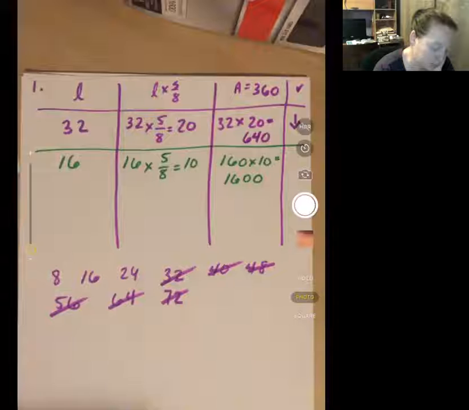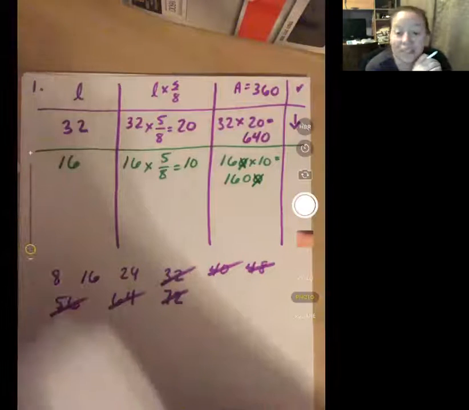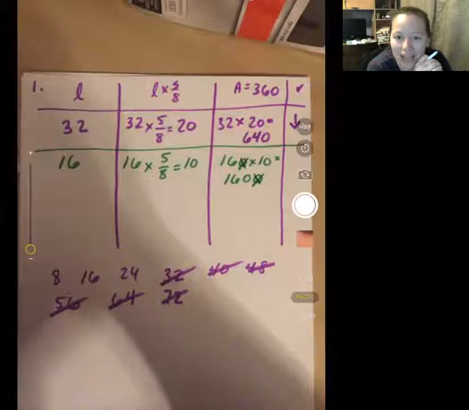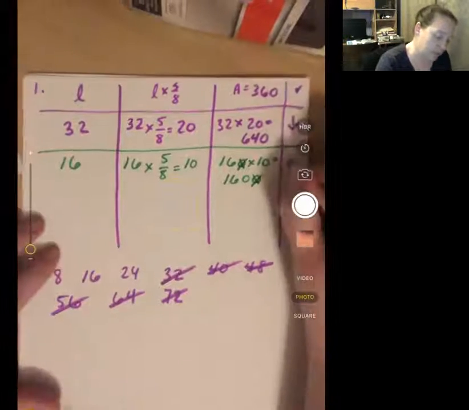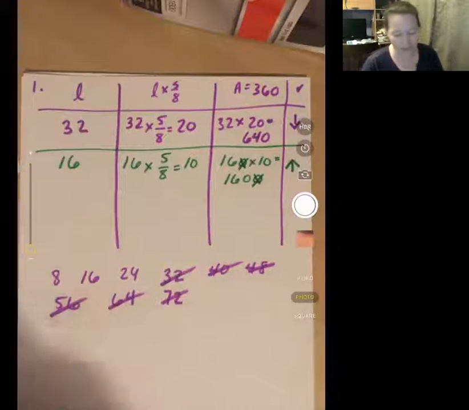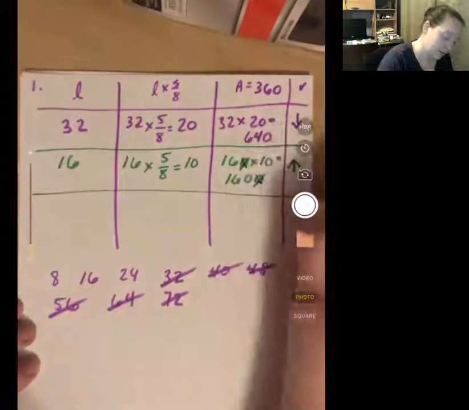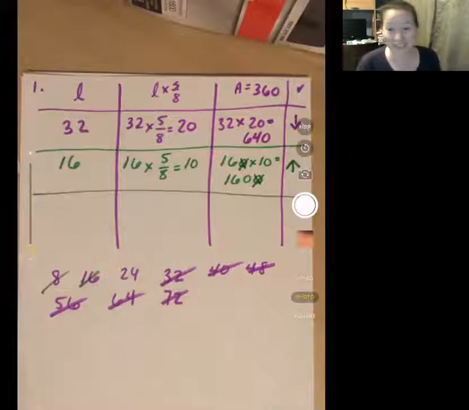How did I end up, oh, because it's not 16 times. It was 16 times 10, not 160 times 10. Okay, so we end up with 160. I need 360, so I need to go higher. I need to pick a larger number. So I'm crossing out the 8 and the 16. All that we are left with is the 24. Let's see if that one works.